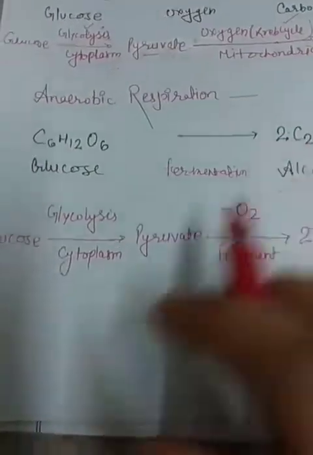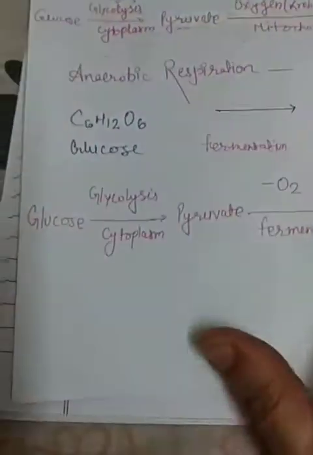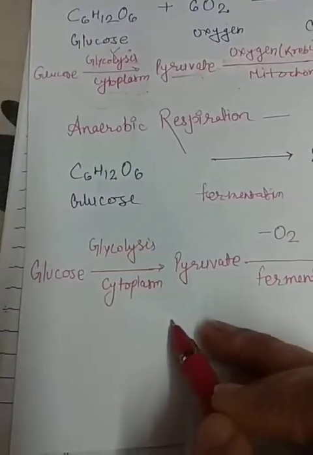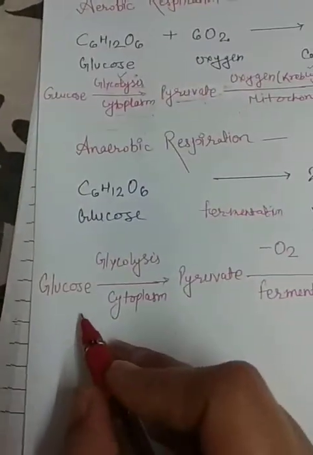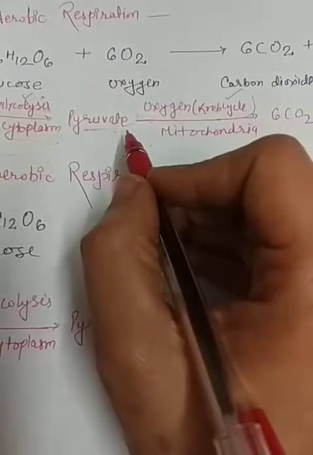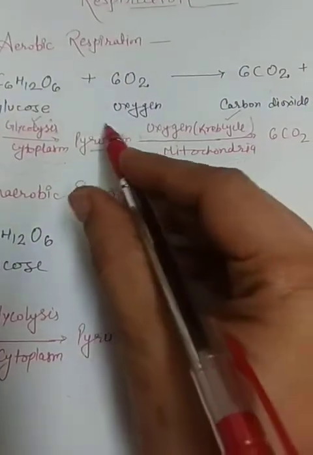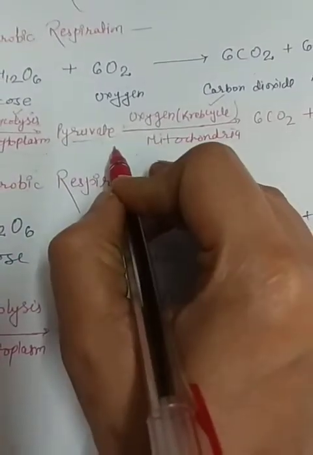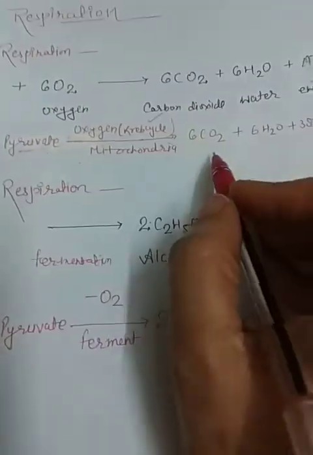Whereas you can see here the equation of anaerobic respiration. Here the glycolysis process occurs just like aerobic respiration. By the process of glycolysis, glucose converts into pyruvate. But in aerobic respiration, the Krebs cycle occurs in the second step. Pyruvate in the presence of oxygen converts into carbon dioxide and water.